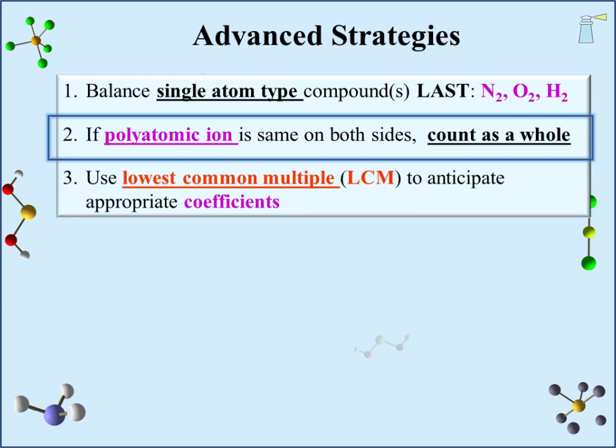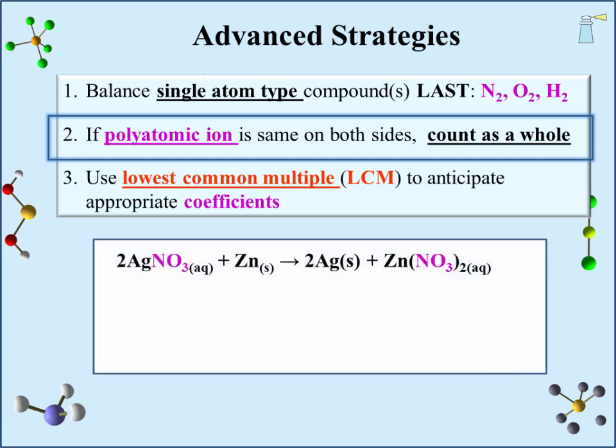Additional reaction types like single and double displacement reactions can have a similar behavior with a polyatomic ion. Consider the reaction silver nitrate, aqueous, reacts with solid zinc to produce solid silver and zinc nitrate, also in the aqueous phase. This is an example of a single displacement reaction. The equation is already balanced. What to note is the presence of the anion nitrate on the reactant side and on the product side. It is unaltered in the reaction and can be treated as a whole.